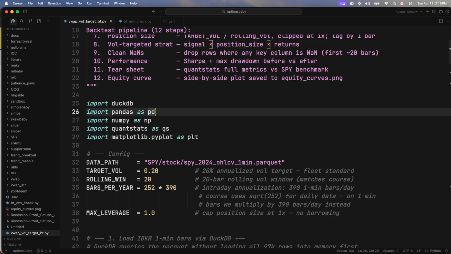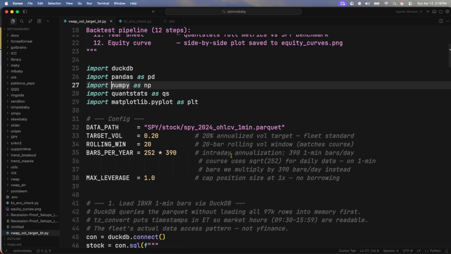As you can see here, we're importing DuckDB. We're also importing pandas as PD, and then NumPy as NP, QuantStats as QS, and then Matplotlib as PLT. Here are the configurations and the target volatility. Remember we talked about volatility targeting?